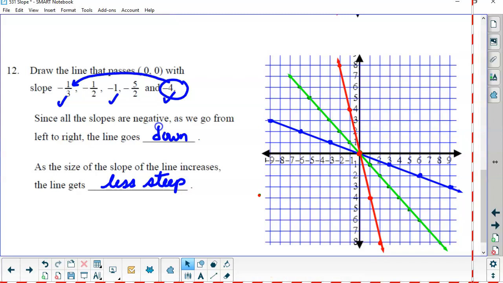So those are just properties, things to think about when you're graphing to have a sense of what your line's going to look like. We're going to be learning all about equations of lines and graphing equations of lines. And so you need to have an idea of what it's going to look like and if you're doing the right thing. So turn to the next page.